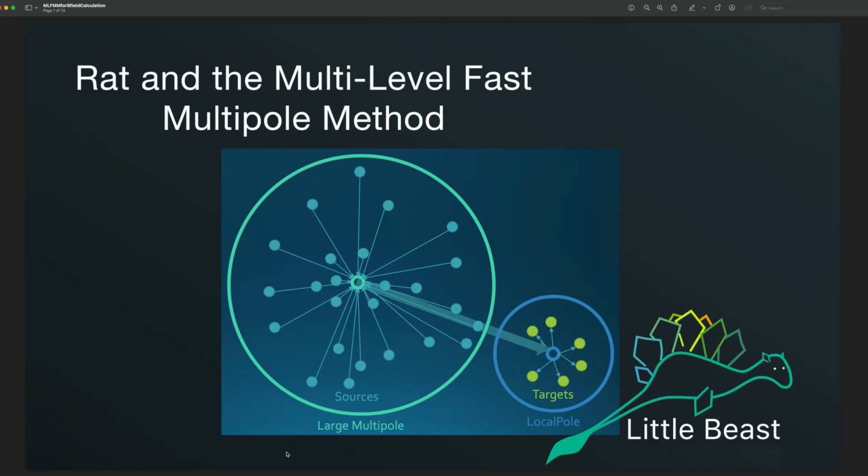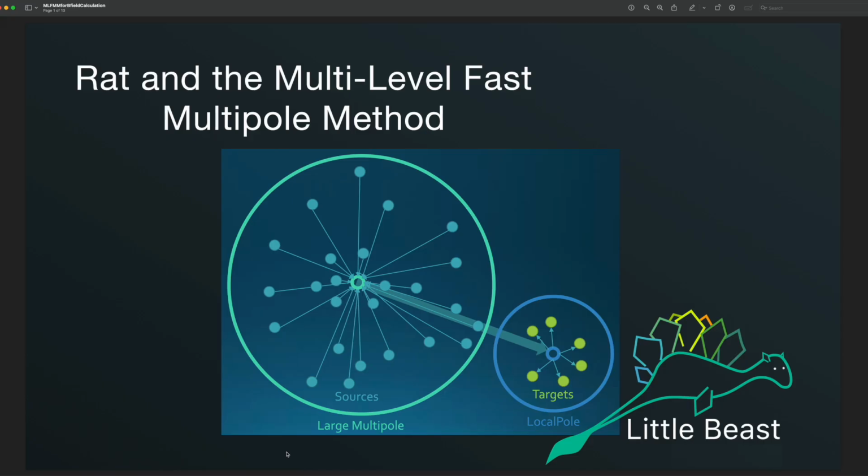tutorial. This tutorial will be part of a series, and in the series we discuss the way that Rat calculates the magnetic field and how the element size and calculation settings affect the accuracy of the results, and so what's important when you are setting up calculations in Rat. The first video in the series is about Rat and the multi-level fast multipole method.